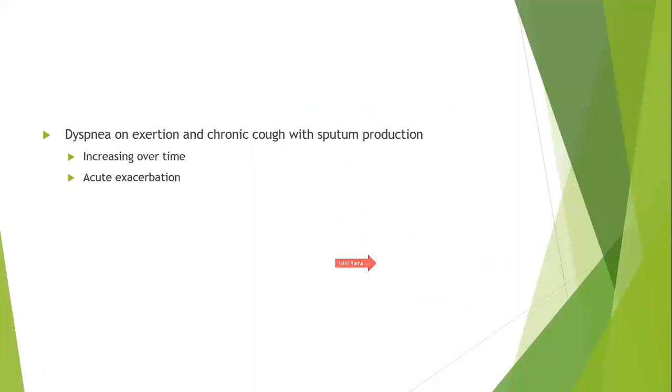Okay. So most patients present with dyspnea on exertion and chronic cough with sputum production. This will gradually increase over time. Apart from that, there will be numerous acute exacerbations. The patient usually presents to you with acute exacerbations, but he will decline over time. Next slide.